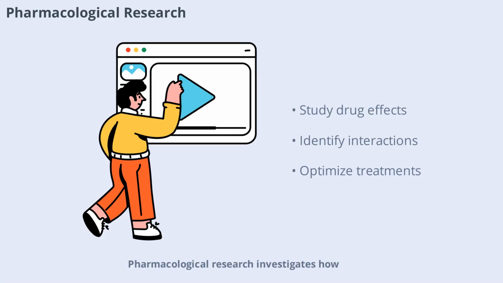Pharmacological research investigates how drugs interact with biological systems. Researchers study drug mechanisms, effects, and safety using laboratory, animal, and clinical methods. This research is critical for developing new medications and optimizing existing treatments. Pharmacological studies help identify potential side effects, drug interactions, and dosing strategies. The findings guide regulatory approval and inform medical practice.